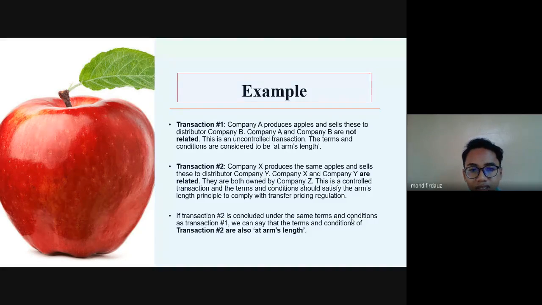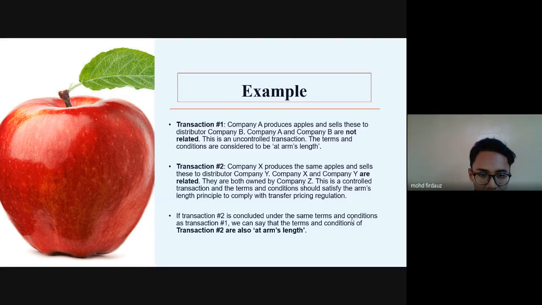For transaction 2, company X produces the same apples, but this company sells to a distributor that is related. That means the transaction is a controlled transaction, and maybe does not satisfy the arm's length principle.